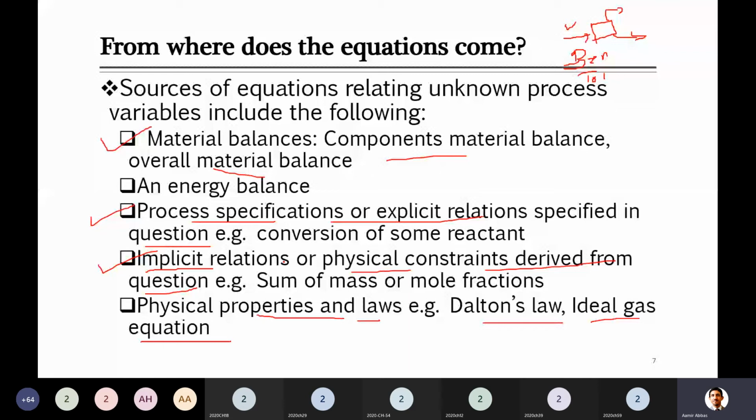Now when you know the number of unknowns, then definitely you have to look for equations. If the equations are more than the unknowns, then it becomes an over-specified system. You have to reduce your equations or increase your unknowns. And if it is under-specified, it means your unknowns are more than the number of equations. In that case, you have to look for some other equation so that you can get a unique solution.